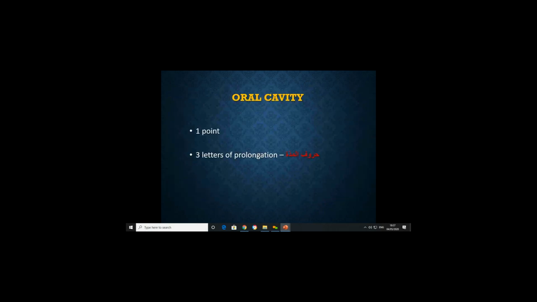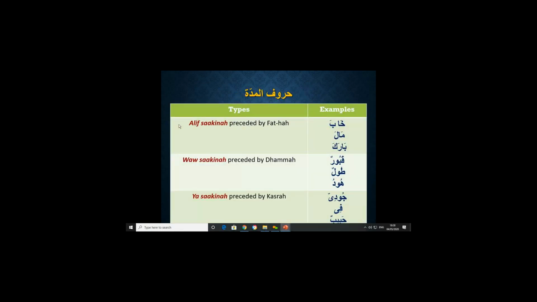And then, so there is one point in the oral cavity, the throat cavity, the mouth cavity, and three letters are huruf madda, and they are alif, waw, and ya. Alif sakina preceded by a fatha, waw sakina preceded by a dhamma, and ya sakina preceded by a kasra. So the example would be khaba, as opposed to khaba, you prolong it a little bit.